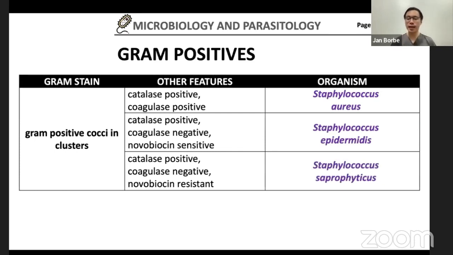So kapag novobiocin sensitive, that's epidermidis at ang resistant is saprophyticus. Okay? So naalala natin, di ba? Staphylococcus saprophyticus has an intrinsic resistance against novobiocin. Okay? And Staphylococcus saprophyticus, yung nagkakos natin ng honeymoon cystitis.